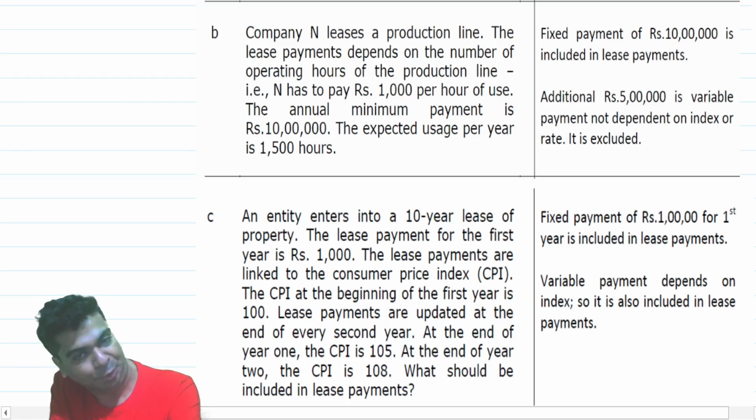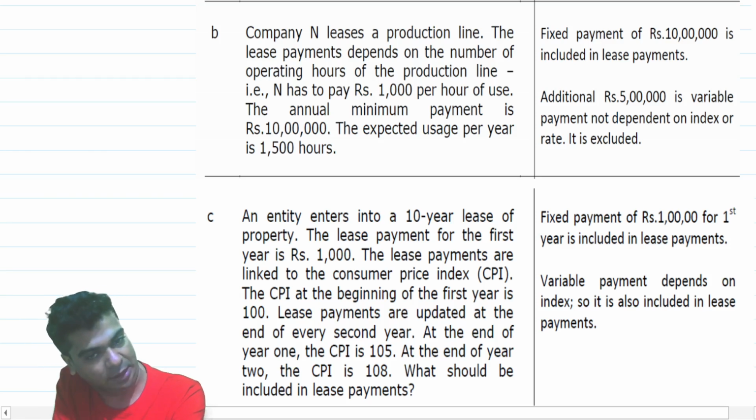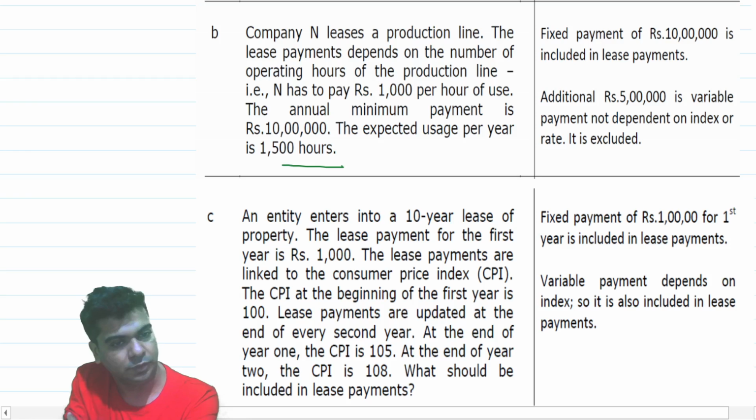Company N leases a production line. The lease payments depend on the number of operating hours of the production line. That is, N has to pay rupees 1,000 per hour of use. The annual minimum payment is 10 lakhs. The expected usage per year is 1,500 hours.